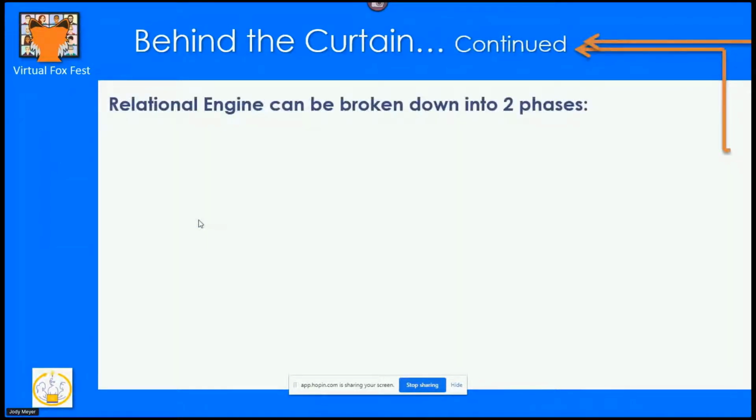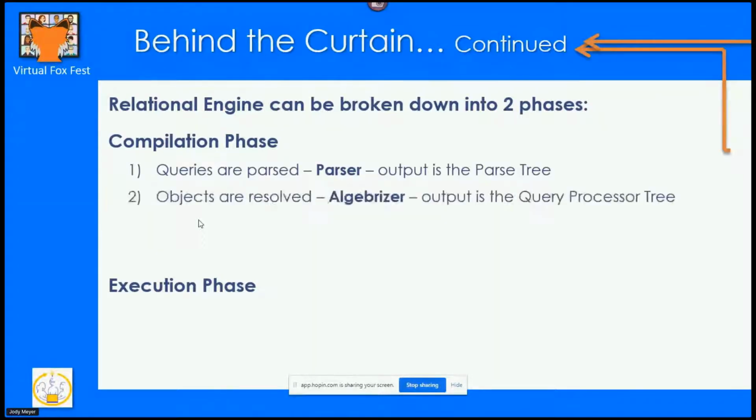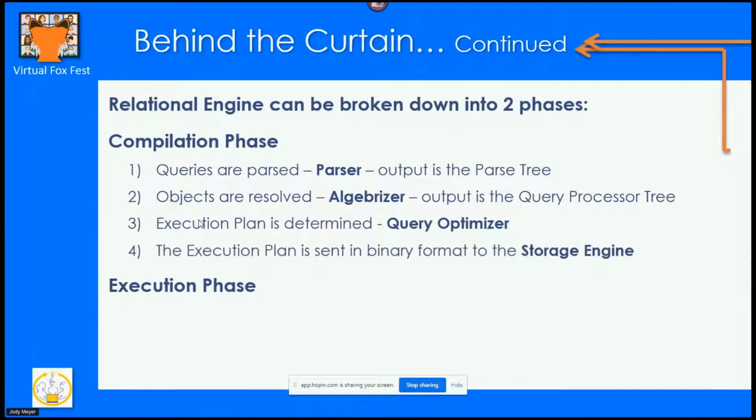The relational engine can be broken down into two phases: the compilation phase and the execution phase. The compilation phase has a number of steps: a parser, an Algebrizer, and then the query optimizer. And then the execution plan is sent to the storage engine as a plan cache.